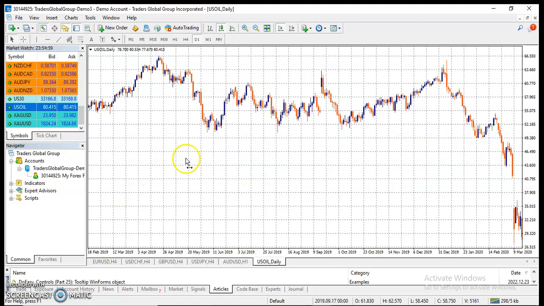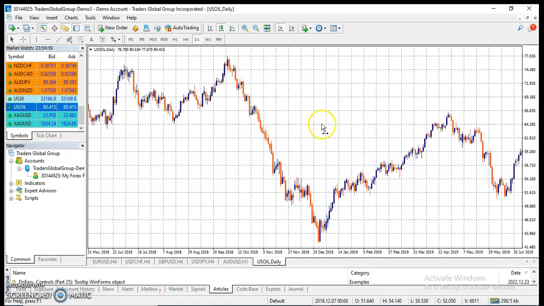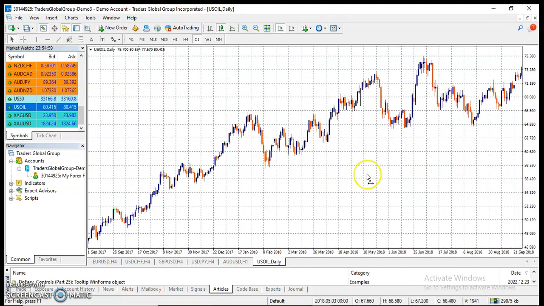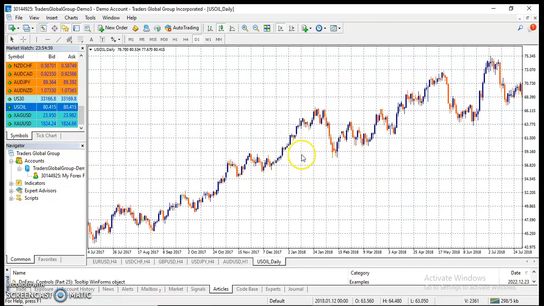We can just go back more and more in time. Now this is like 2017. Now we can see what has actually been happening in this market on a daily chart from 2017.